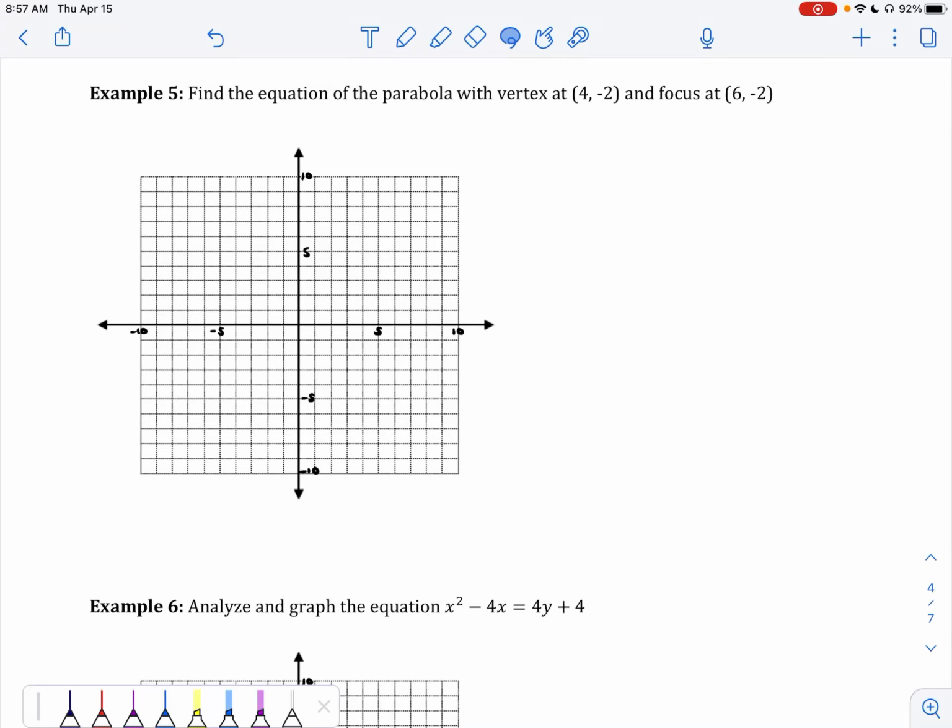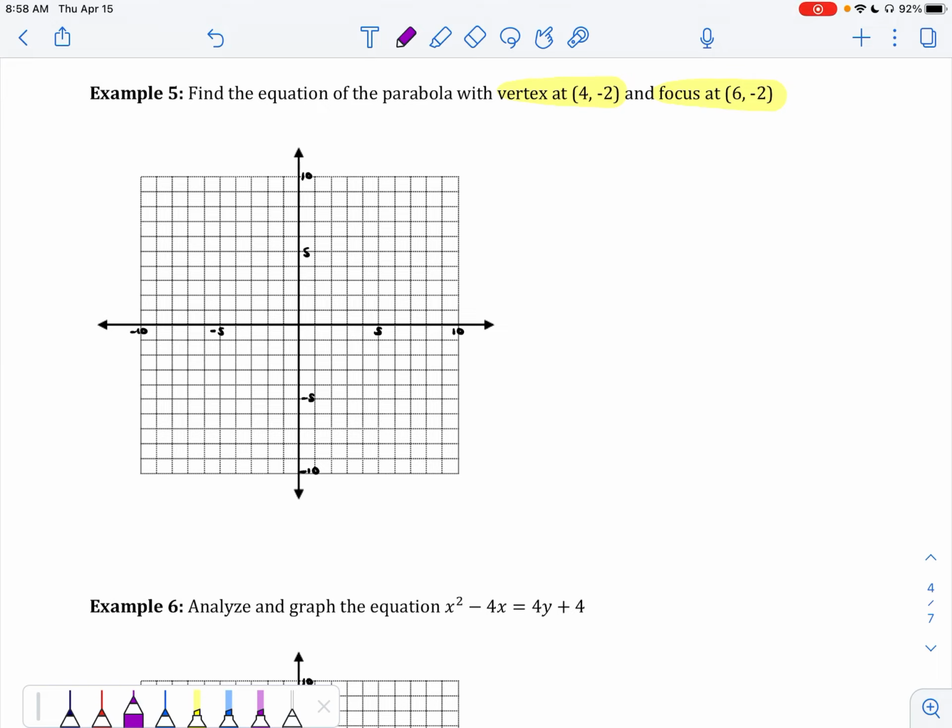All right, let's look at a few more examples with our parabolas. So example 5 is another one where we're kind of working backwards. We're given information and we want to try and figure out the equation of the parabola. So we are told that we have a vertex at the point (4, -2), and we have a focus at the point (6, -2). So I'm going to start by just plotting these points so we can get kind of a visual of what our parabola looks like.